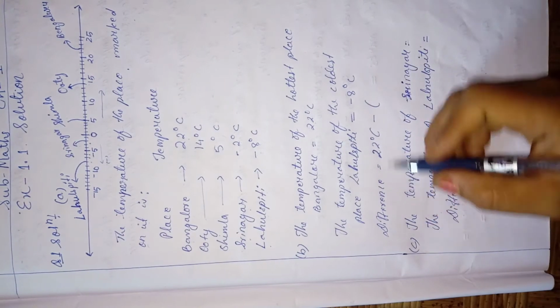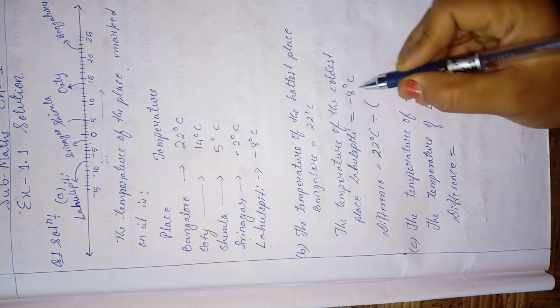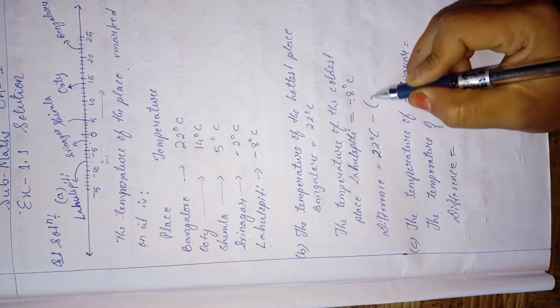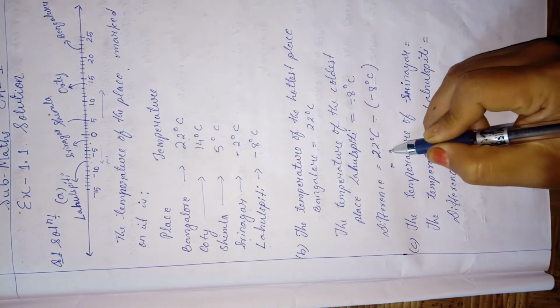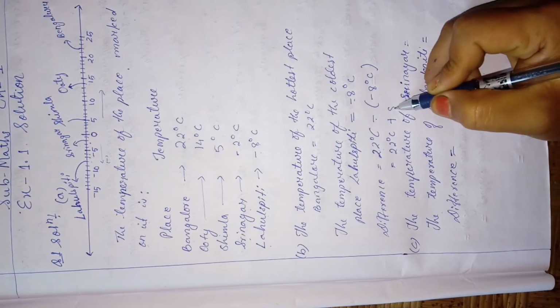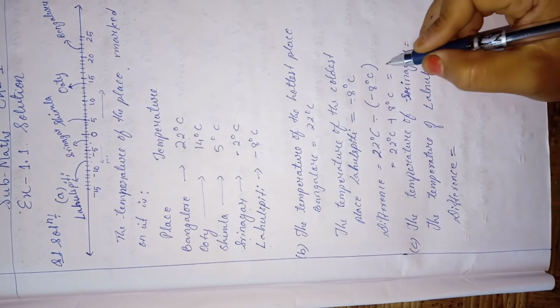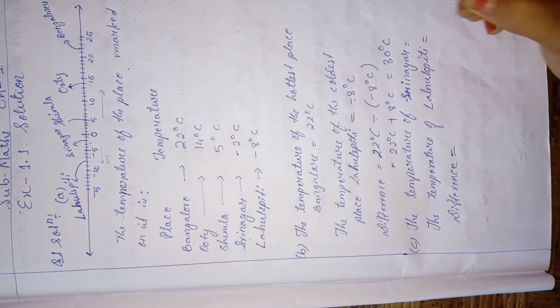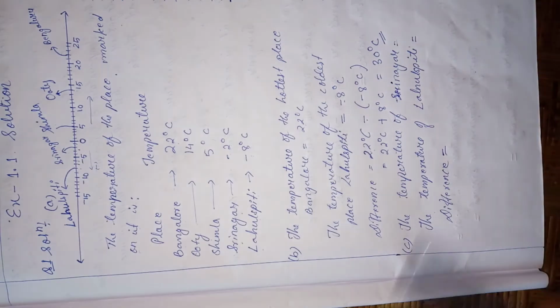So what you have to do? Difference means what? Minus. So 22 degrees Celsius minus the smallest one, that is what? -8 degrees Celsius. So 22 degrees Celsius minus, minus 8 degrees Celsius is 22 plus 8, that is 30 degrees Celsius. So the answer is 30 degrees Celsius. Now come to question number C.